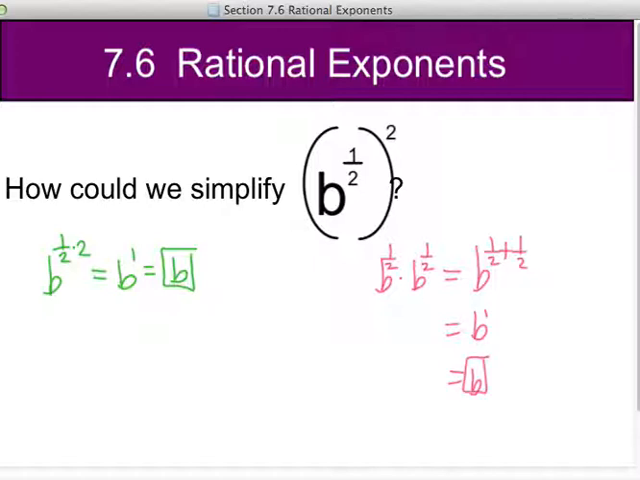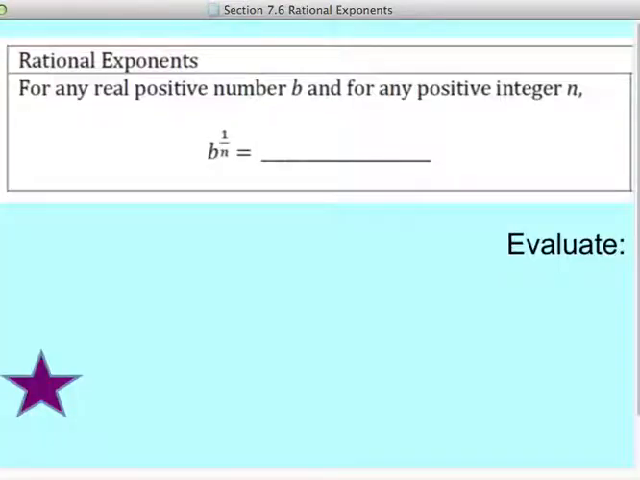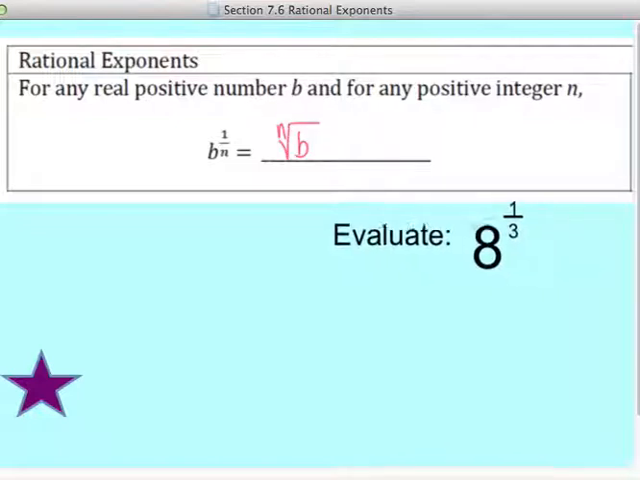Okay. So today we're going to look at, like I said, rational exponents with fractions. So for any real positive number b, and for any positive integer n, if I have b to the 1/nth power, I can rewrite that as the nth root of b. Okay. So here's an example.